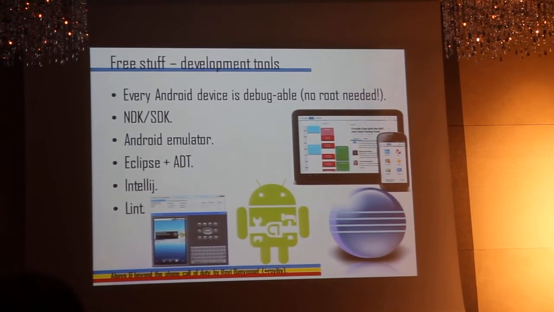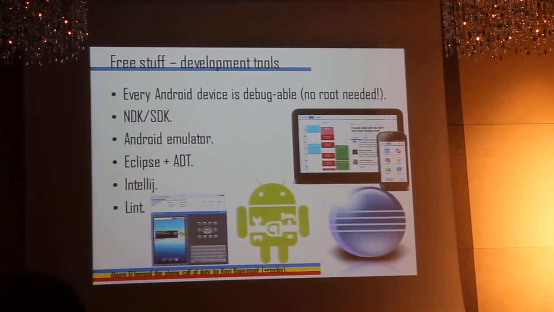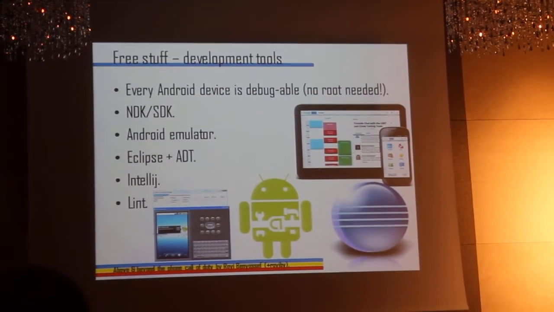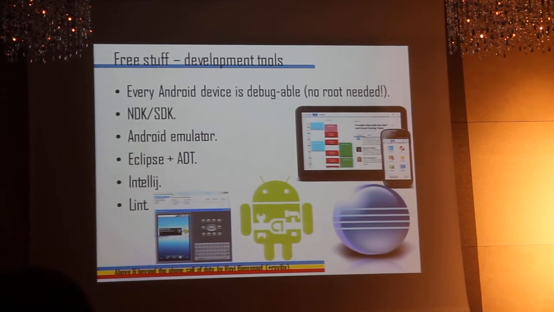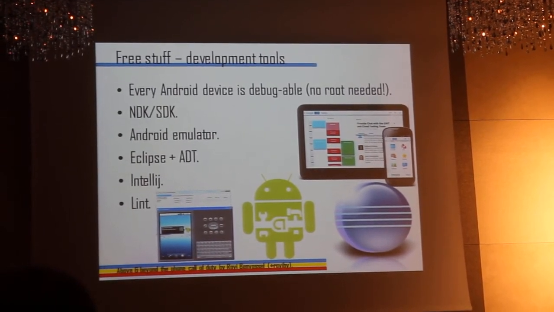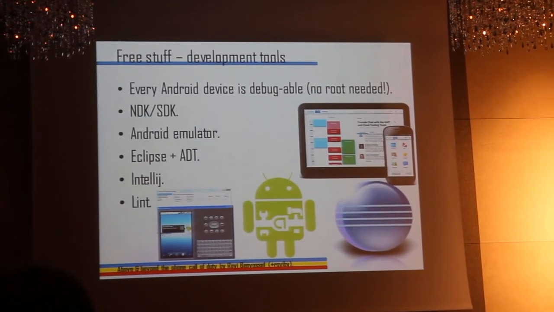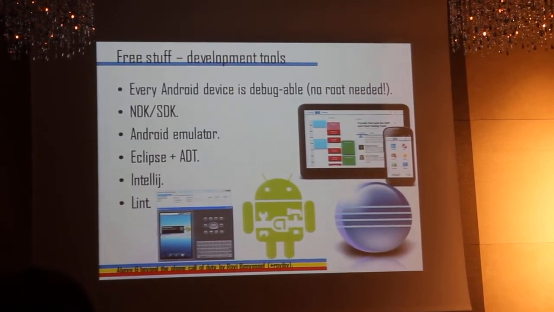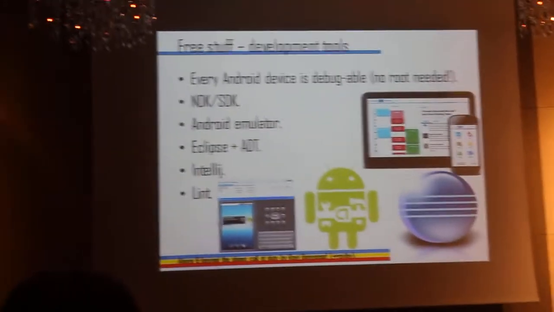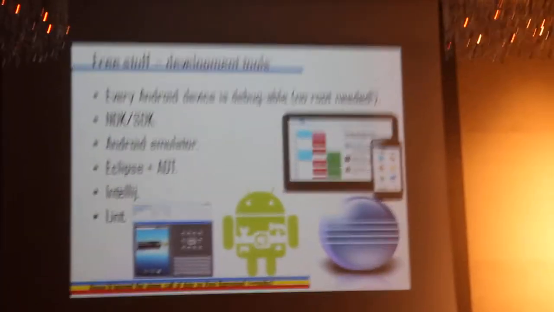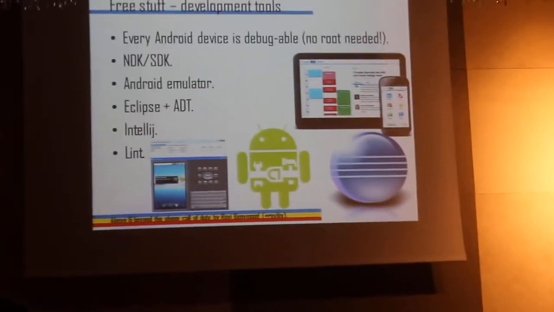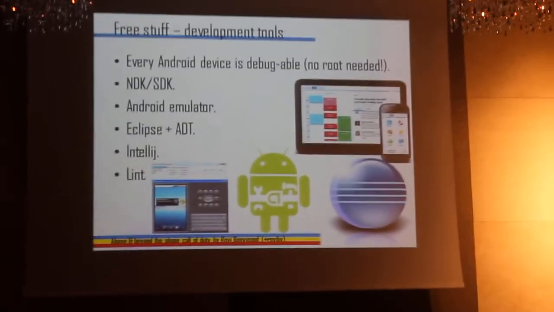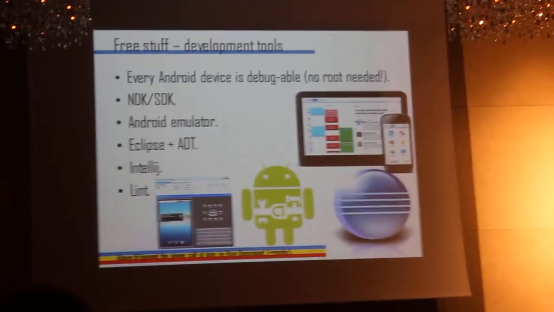You're getting the development tools: the NDK, the SDK, the emulator, the Eclipse ADT, IntelliJ, the devices themselves, which are debuggable. Now you say, big deal, who cares? But with Apple, you have to buy a Mac in order to develop for Apple. With Microsoft, you have to buy Visual Studio in order to develop for the Microsoft components. This is free. Again, who counts how many times I said free in the lecture?